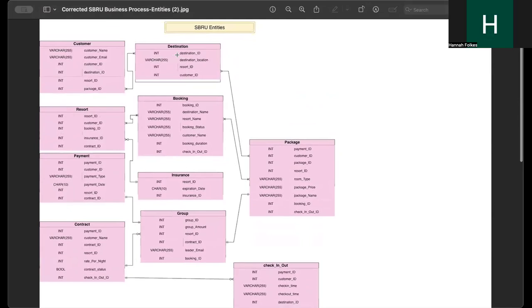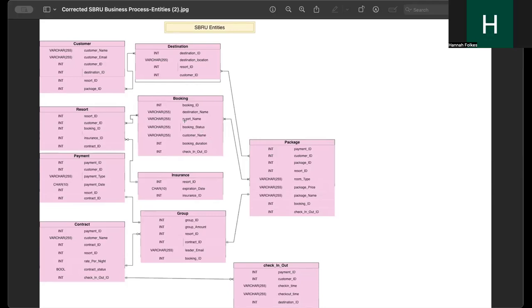Then we have the destination to package tables. They follow a many-to-many entity relationship because there are many different destinations a customer can choose to stay at, and many different packages they have options for. The package will basically tell the customer what type of room they have access to, if they're going to stay in a single, double, whatever, and the final price for the room.